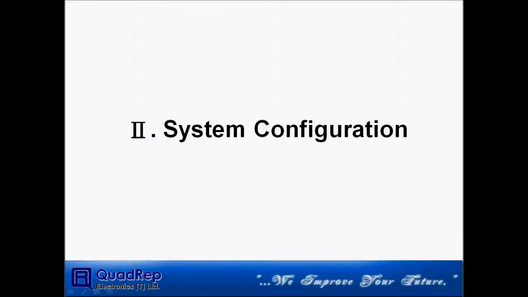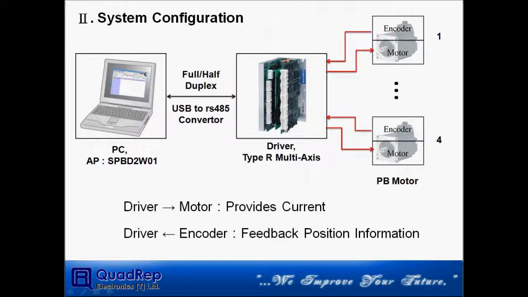System configuration introduces the connection of hardware. Let a personal computer be our controller. Driver and computer communicate with RS485 protocol. Four motors connect with the driver. Driver controls the current flow to operate PB motors, and encoder feedback the position information to the driver.